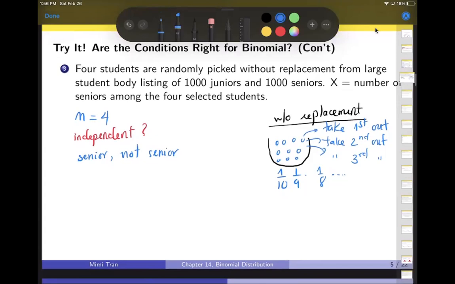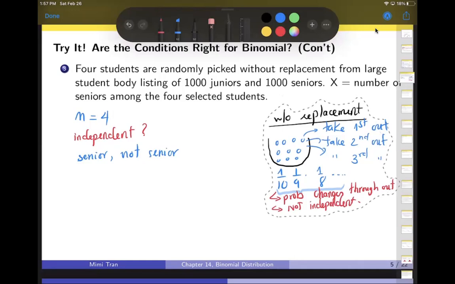The probability changes throughout, so therefore it is not independent. It's not independent, right? What about with replacement? What about you take the marble out, but with replacement?